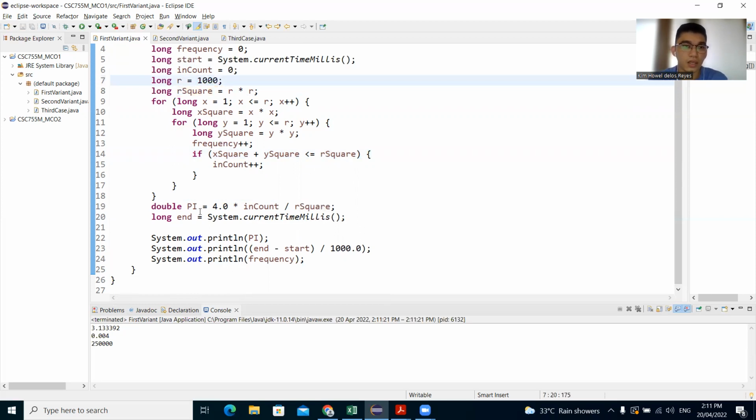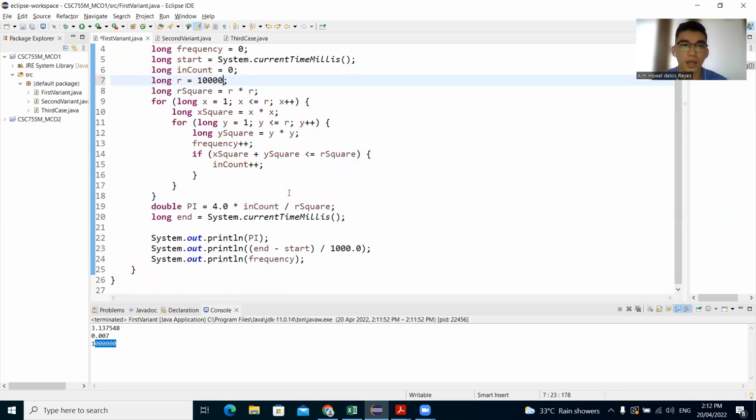So let's try to increase the value of r and check the value of pi and the frequency as well. After running this code again, we can see that the computed value of pi tends to be closer to the actual value of pi, which is 3.14159 and so on. This time we have 3.137548, and the frequency is equal to 1 million.